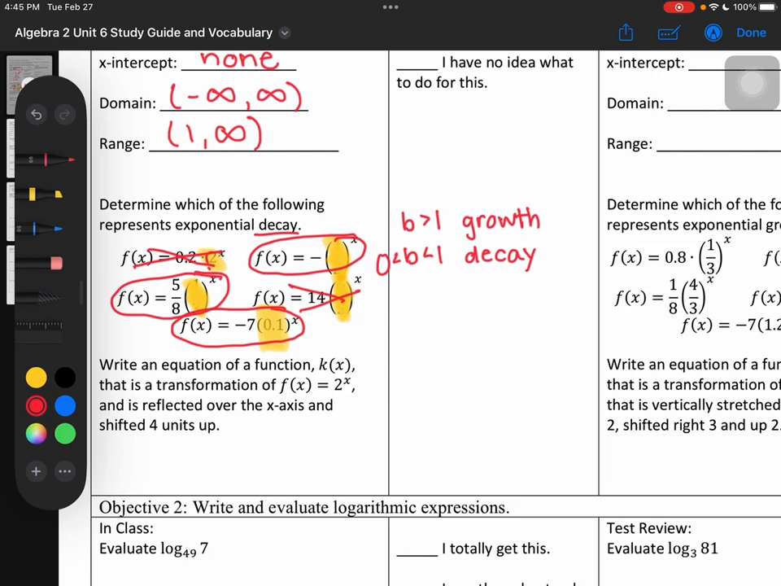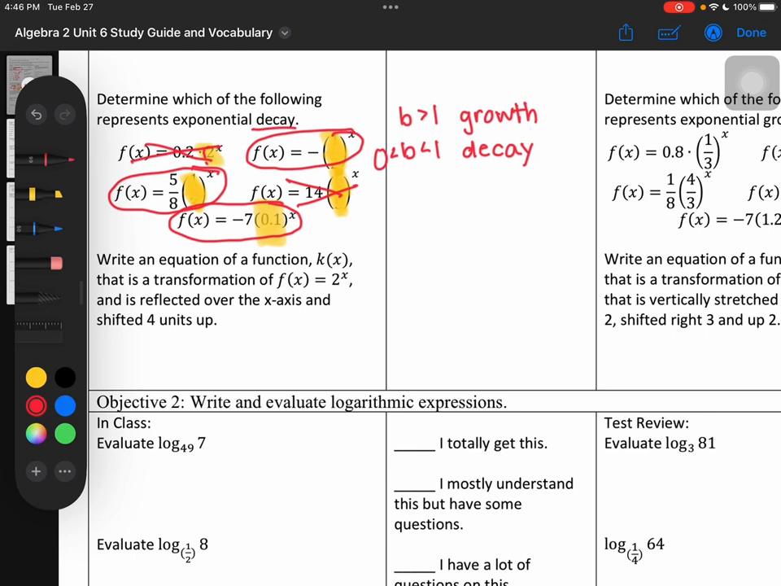Now we're looking at the next one. It says write an equation of a function k(x) that is a transformation of this parent function and is reflected over the x-axis and shifted up 4 units. So we're going to start with k(x) equals, and I know it's going to be 2. If it's reflected over the x-axis, then I have a -1 in front of the 2. I don't have anything that's adding or subtracting to my x because what's in the exponent moves it left or right.